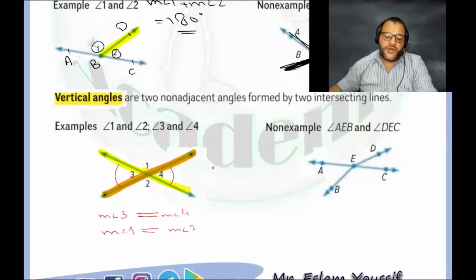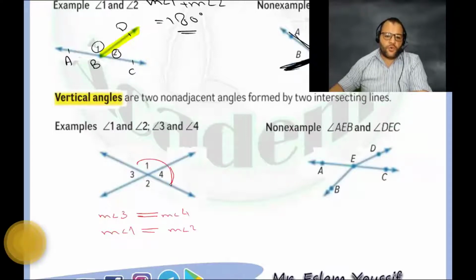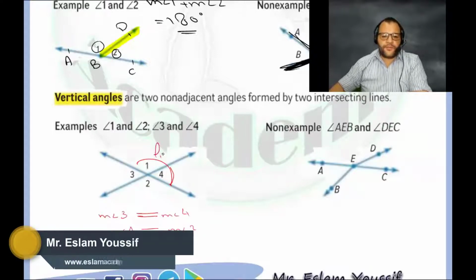Can you find any other relation? Angles 1 and 4 will be 180 degrees, and 2 and 3 will be 180 degrees. Just a minute, Hamad, what do you say now? 4 and 2 will be 180 degrees, and 1 and 3 will be 180. Yes. Now 1 and 4 are a linear pair.